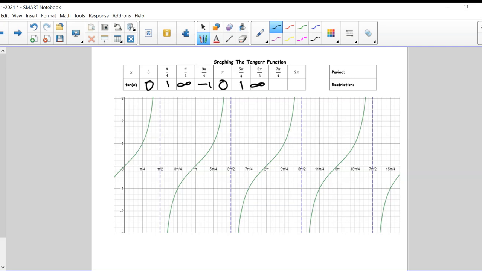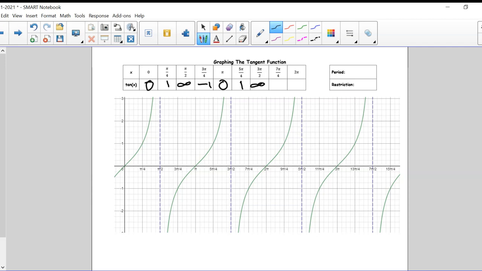So if you look at my graph, you'll notice that I've put in some vertical asymptotes. Why? Because this graph does have a vertical asymptote. There are certain restrictions, which we're going to talk about in a minute, on tangent where the tangent is undefined at certain angles, right? But that's the general shape of the function.